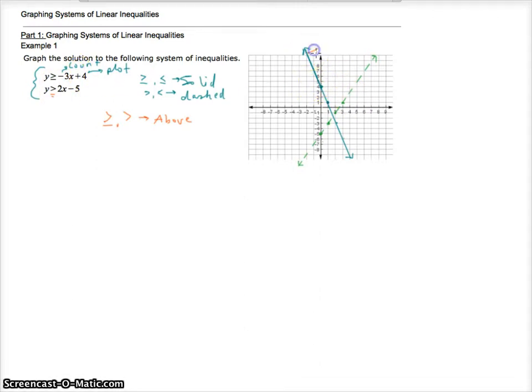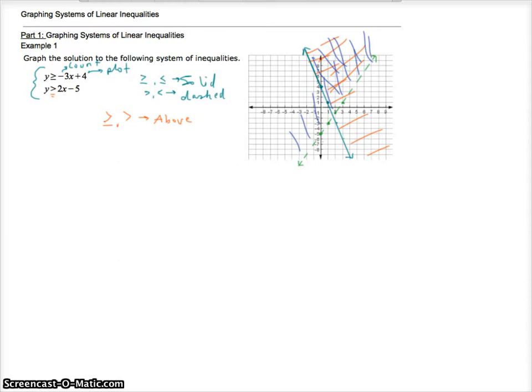So for my top line, I'm going to shade all the stuff above the line. For my green dashed line, I'm going to pick values larger than negative 5. The next value larger than negative 5 is negative 4. I'm going to shade above that line. And so all of my shading should actually overlap in this middle triangle right here.